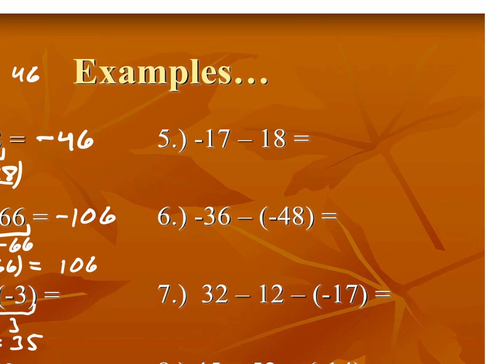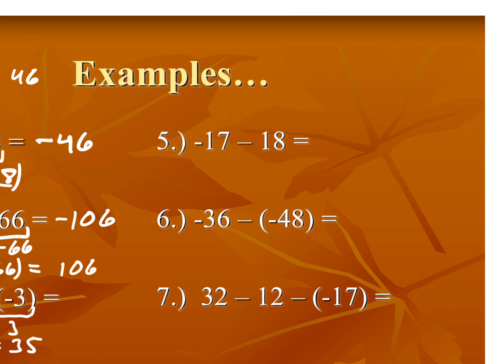Number 5, same process. Negative 17 minus 18. Change the subtraction to an addition. Change 18 to its opposite, negative 18. You end up with negative 17 plus negative 18. Follow the rules for addition. Same sign, you keep the sign and you add. So 17 plus 18 gets you 35. And then they're both negative, so we're going to throw a negative in front. All right, good.